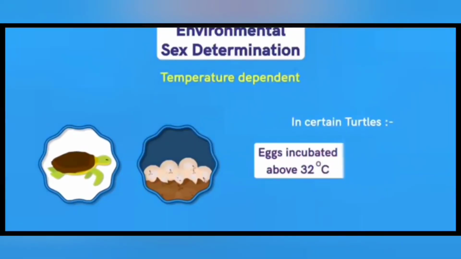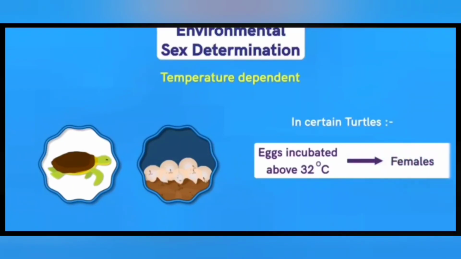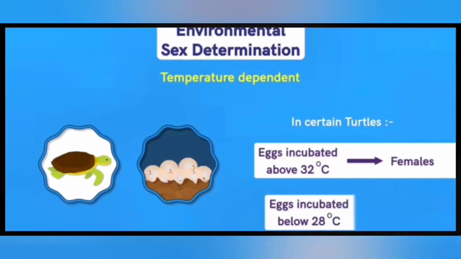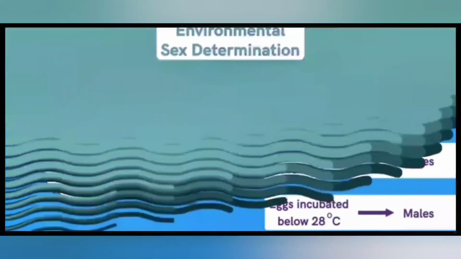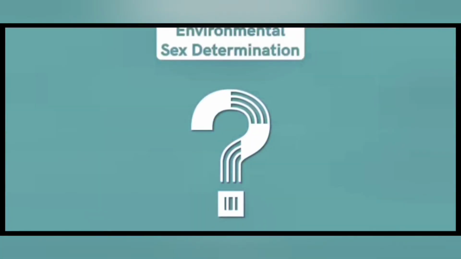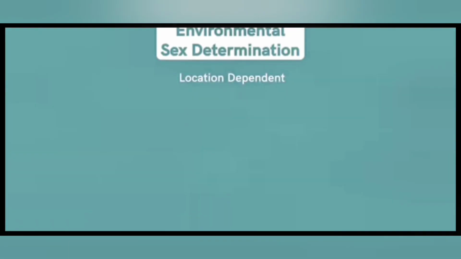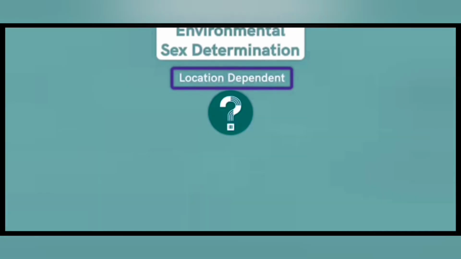In case of turtles, if the eggs are incubated above 32 degrees centigrade, they will produce females, and when they are incubated below 28 degrees centigrade, then they hatch into males. So this is a very interesting phenomenon, isn't it? So today we have studied all about different mechanisms of sex determination, both genotypic as well as environmental factors.